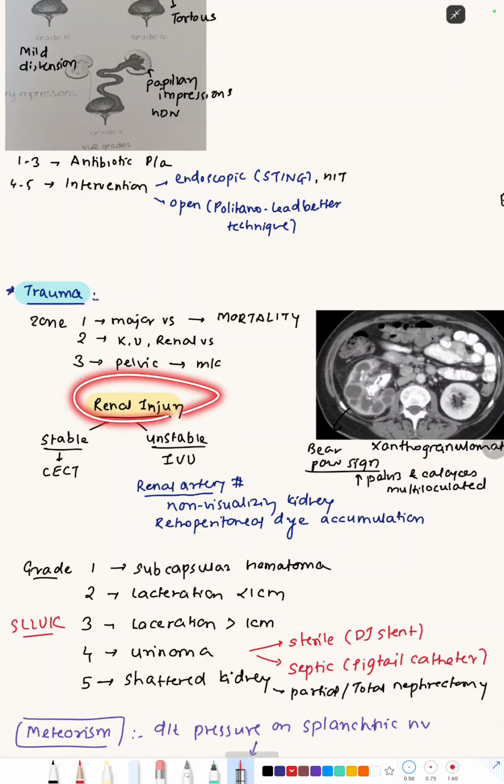Now talking about the zone 2 injury, that is renal injury, if the patient is stable, then CECT is done. If the patient is unstable, then a single shot intravenous urogram is done. If in cases the renal artery thrombosis has taken place, in that case, when you inject a dye, then non-visualization of the kidney will happen. Then that means a retroperitoneal dye accumulation might happen.